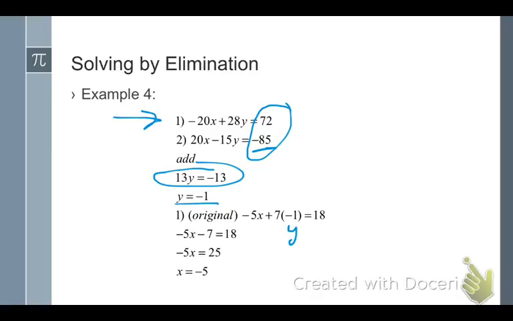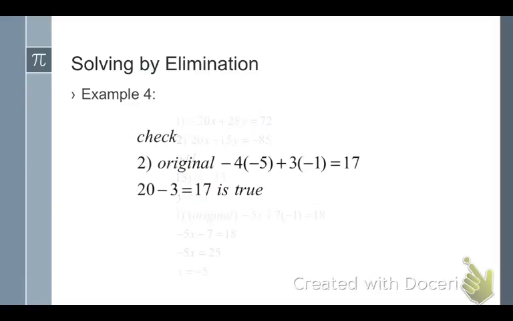You could even go back to the unrearranged form. That would be even more true, more of a check on your work. But I end up with negative 5x equals 25. And I get x equals negative 5. You should be able to go through those algebra steps. Now I want to check my work. I put it back into the original second equation, and I see 20 minus 3 is equal to 17, so my answer is true.